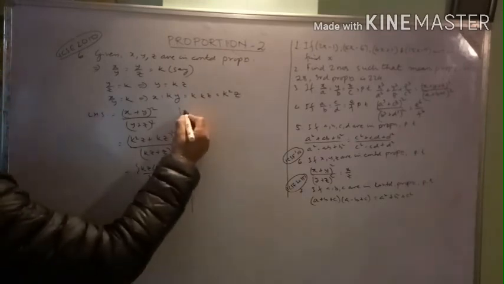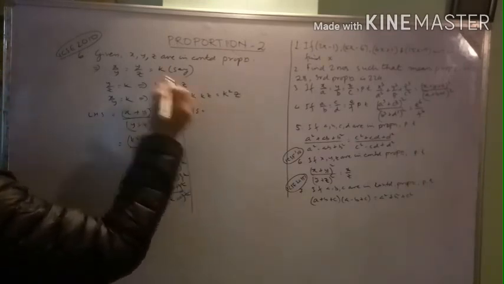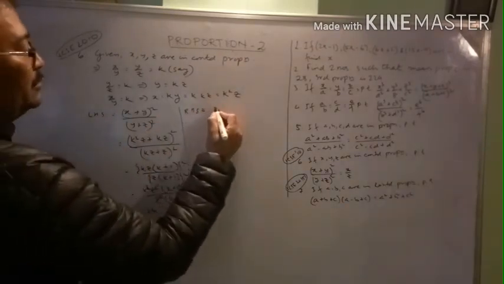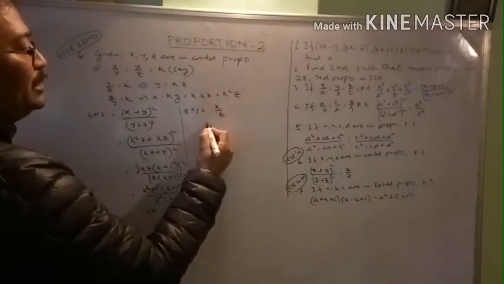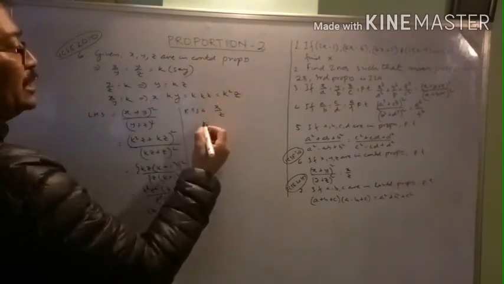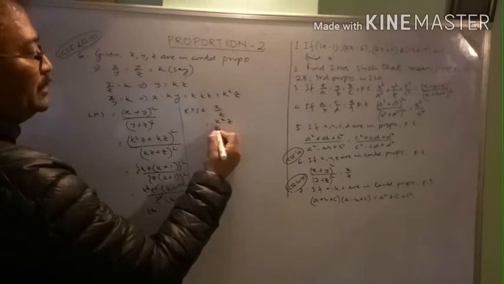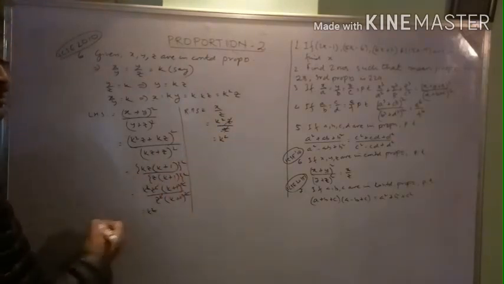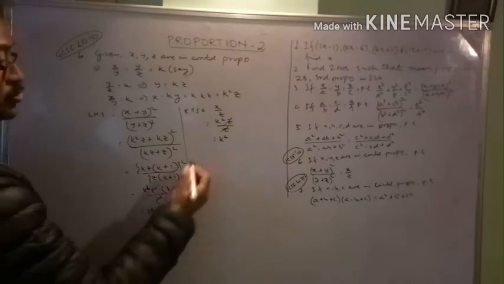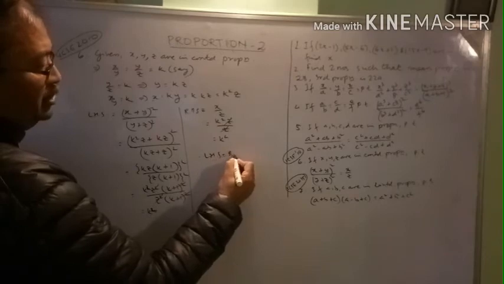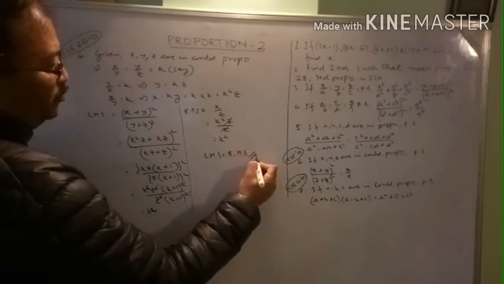Now take RHS. RHS you are given, it's very simple, x by z only. You just need to put the value of x. The value of x is k square z, so k square z by z, z cancelled, so it is k square. So you see, here also k square, here also k square, so LHS is equal to RHS, so it is proved.